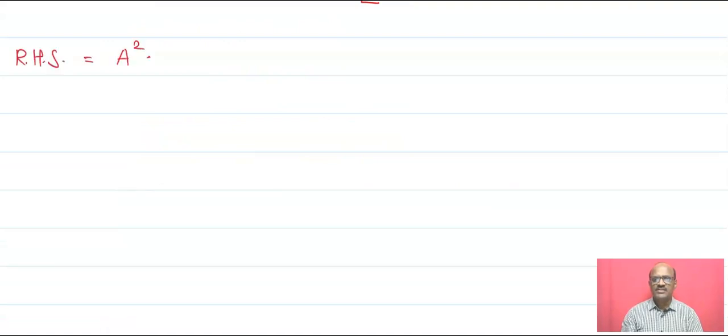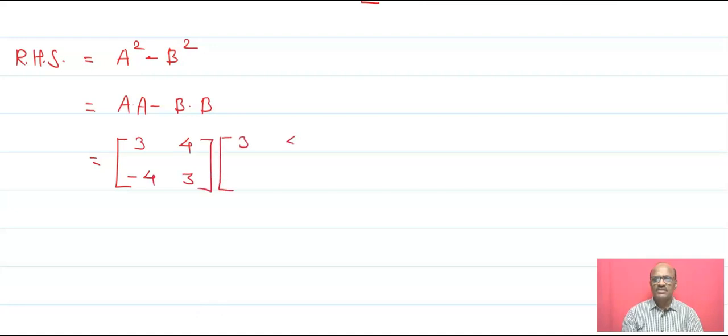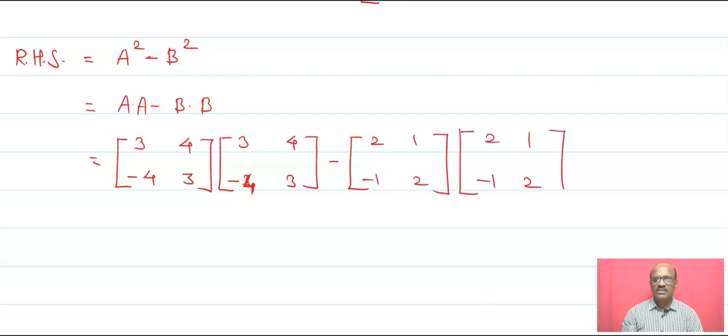Now the RHS, that is A square minus B square. Now find out the value of A square, meaning A into A. B square is B into B. That is 3 4 minus 4 3, 3 4 minus 4 3, minus 2 1 minus 1 2, 2 1 minus 1 2.